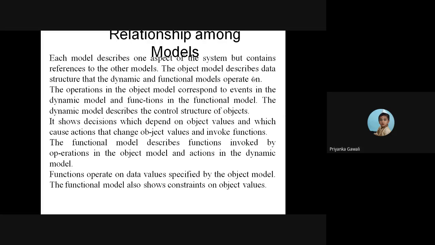The dynamic model describes the control structure of objects and shows the decisions which depend on object values and which cause actions that change object values and invoke functions. The functional model describes the functions invoked by operations in the object model and actions in the dynamic model. Functions operate on the data values specified by the object model, and the functional model also shows the constraints on the object values.